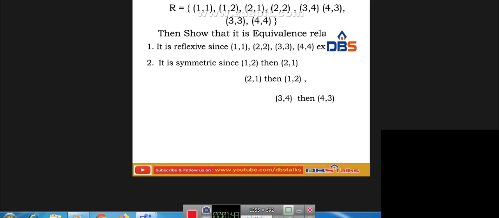It is reflexive since the relation contains (1,1), (2,2), (3,3), (4,4). Then symmetric: (1,2) and (2,1), (3,4) and (4,3). So it is called symmetric.